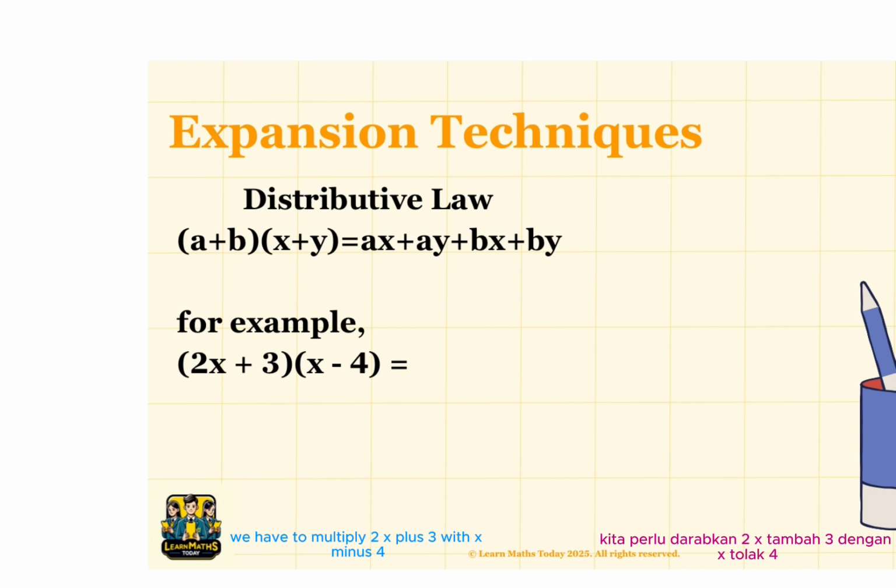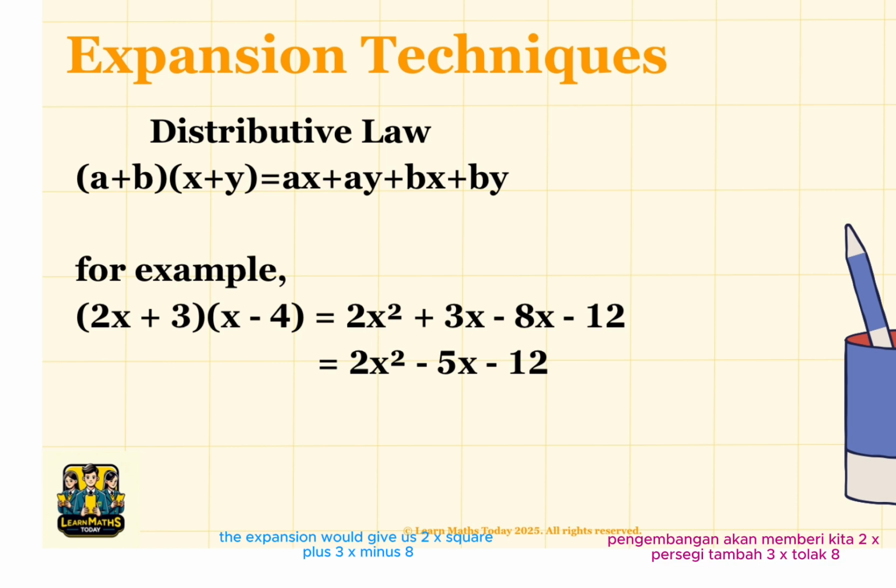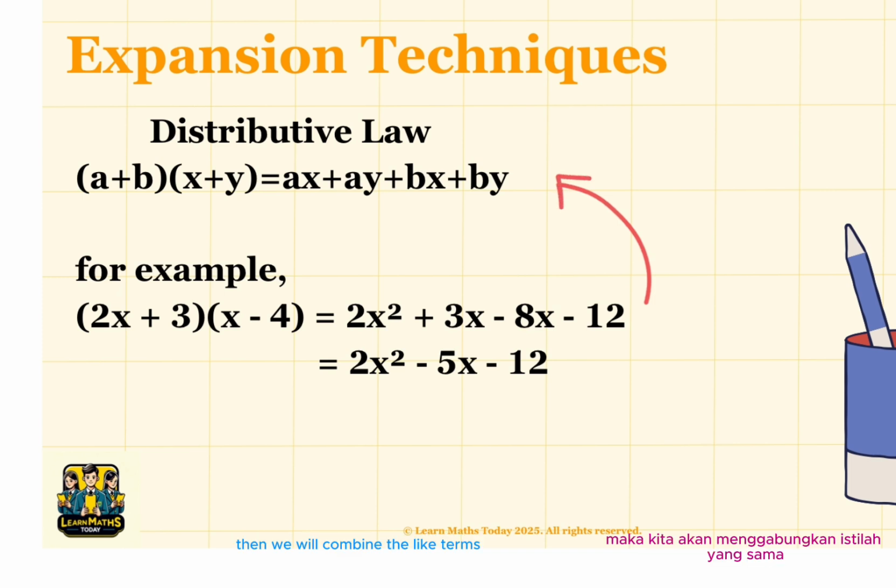We have to multiply 2x + 3 with x - 4. The expansion would give us 2x² + 3x - 8x - 12 when we make use of the distributive law. Then we will combine the like terms 3x and -8x to obtain -5x. This is the simplified version.